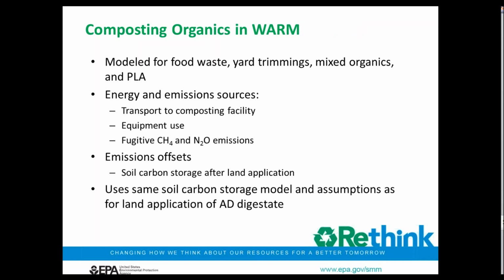Next is composting of organics in WARM. This is modeled for food waste, yard trimmings, mixed organics, and PLA, which is a biopolymer. The energy and emission sources for composting include the transportation to the composting facility, use of equipment at those facilities, and then some fugitive methane and N2O emissions that occur during the composting process, and then offsets occur from soil carbon stored in the land.